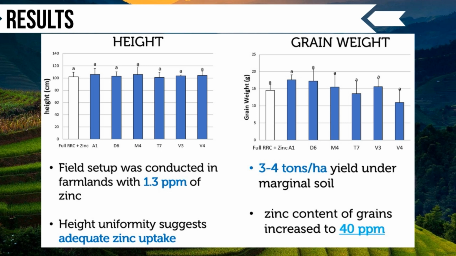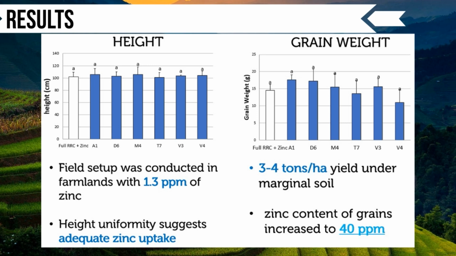The grain yield ranges from 10 to 17 grams of rice produced per plant, which translates to around 3 to 4 tons per hectare. Although it is average, it was conducted in a very marginal soil with only 1.3 ppm of available zinc in the soil.